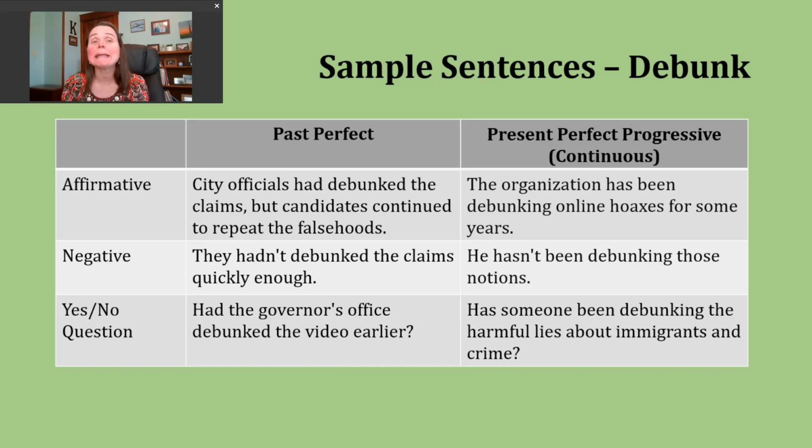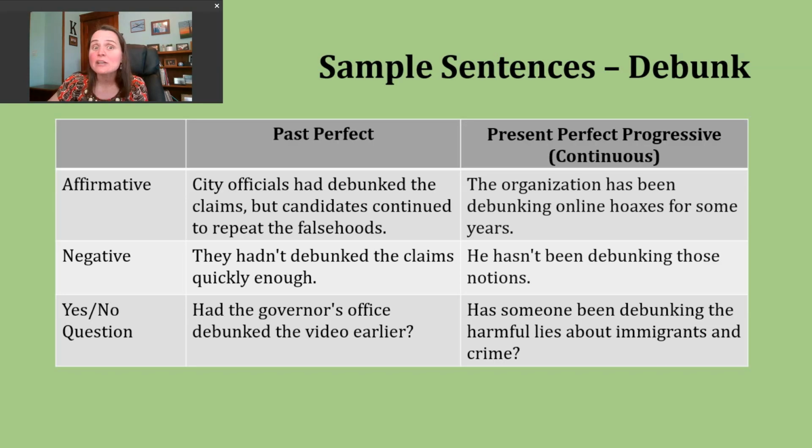Now let's look at making a negative past perfect sentence. To do this, you'll start with your subject, then you'll use had not, and then the participle. You might also encounter the contraction hadn't, like in my example here. They hadn't debunked the claims quickly enough. Right? What I would expect to come after a sentence like this is sort of what happened or how the information spread, maybe what damage it caused.